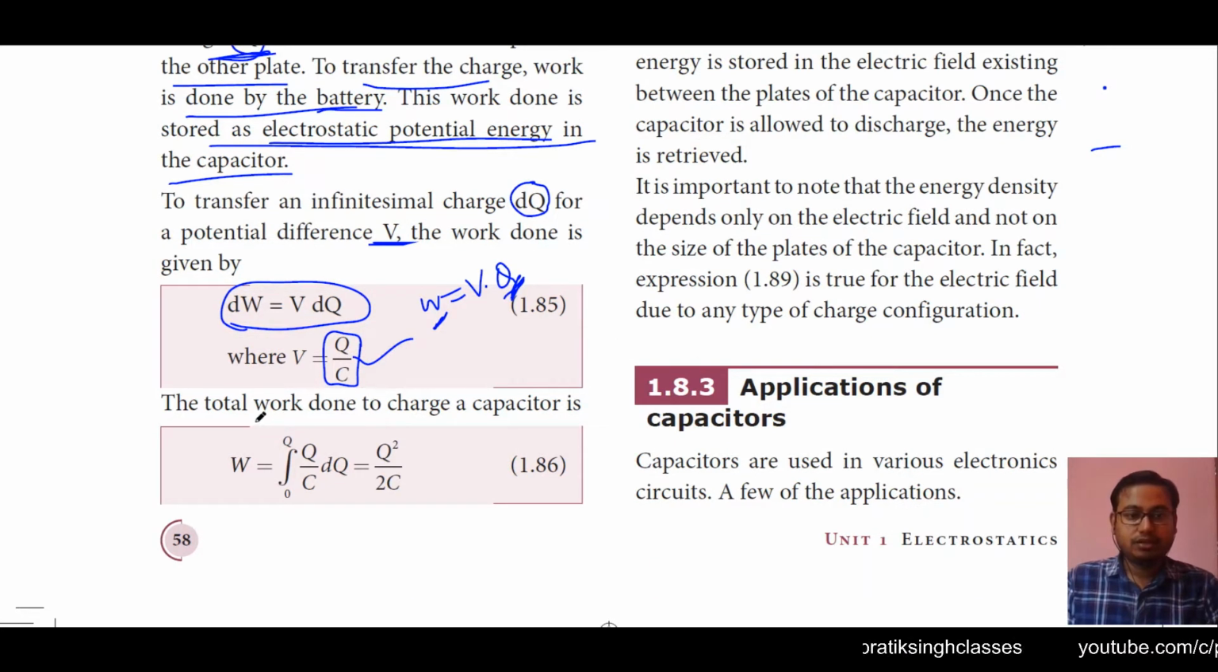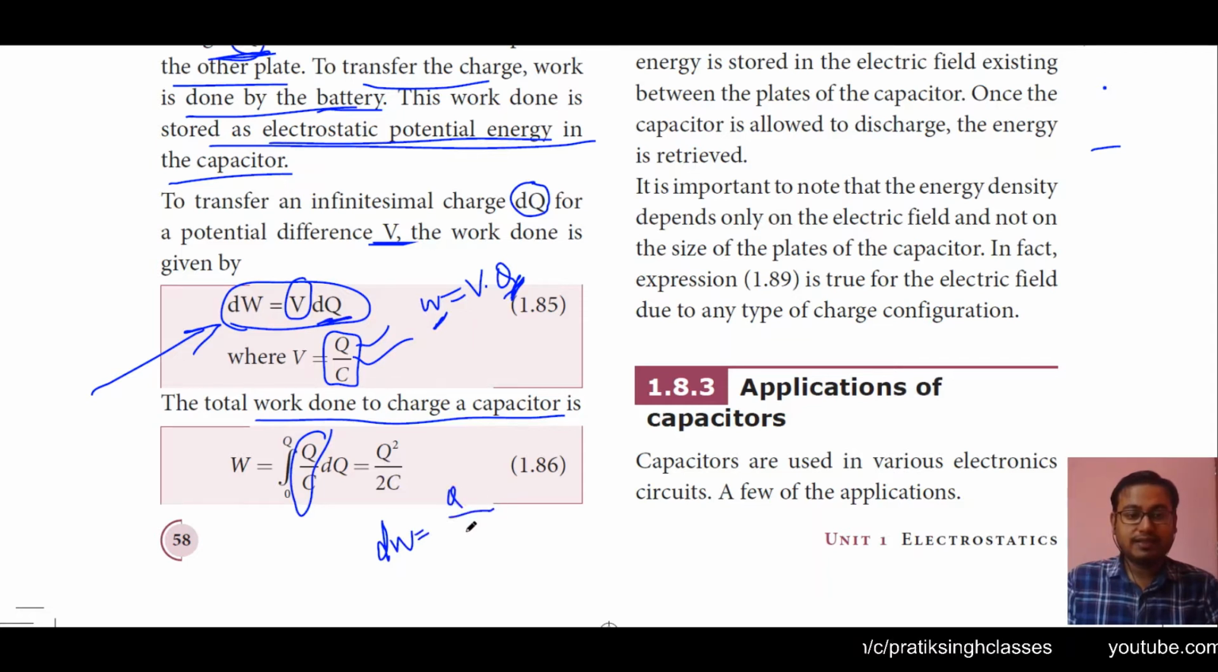The total work done to charge a capacitor is given by W = integral of q/C dq = Q squared by 2C. Now see here, in this equation 1.85, in place of v we can substitute q by C as given here. So it has come here as q by C into dq. So dW, in actual, is equal to q by C into dq.